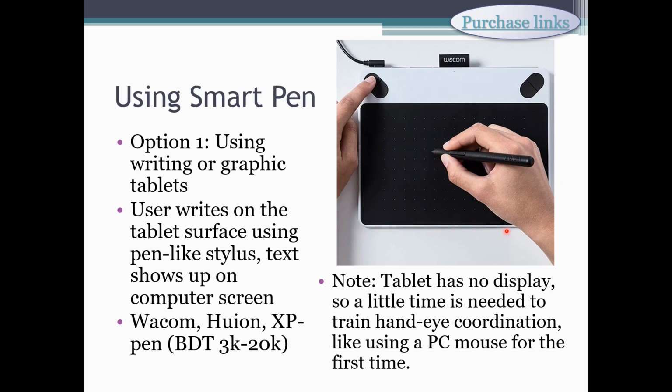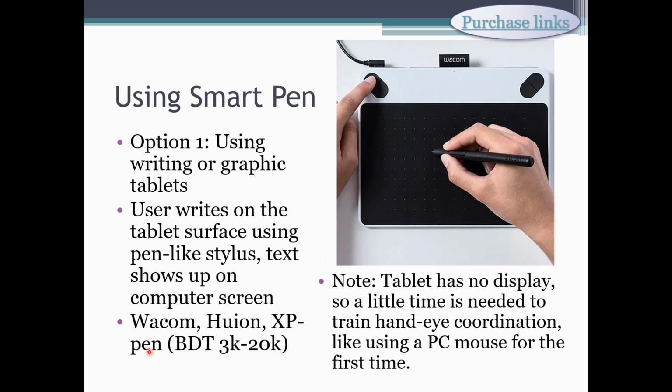There are different types of tablets, but the ones that are more popular and easy to afford are these type of tablets where you have a screen-like surface like this. It's not a touch screen or like an Android tablet or iPad. This is a special type of surface that can sense the movement of the pen on it. So the user writes on the tablet surface using this pen-like stylus, and the text shows up on the computer screen because this tablet is connected to the computer using a wire. So as you write, data goes to the computer and you can see the text.